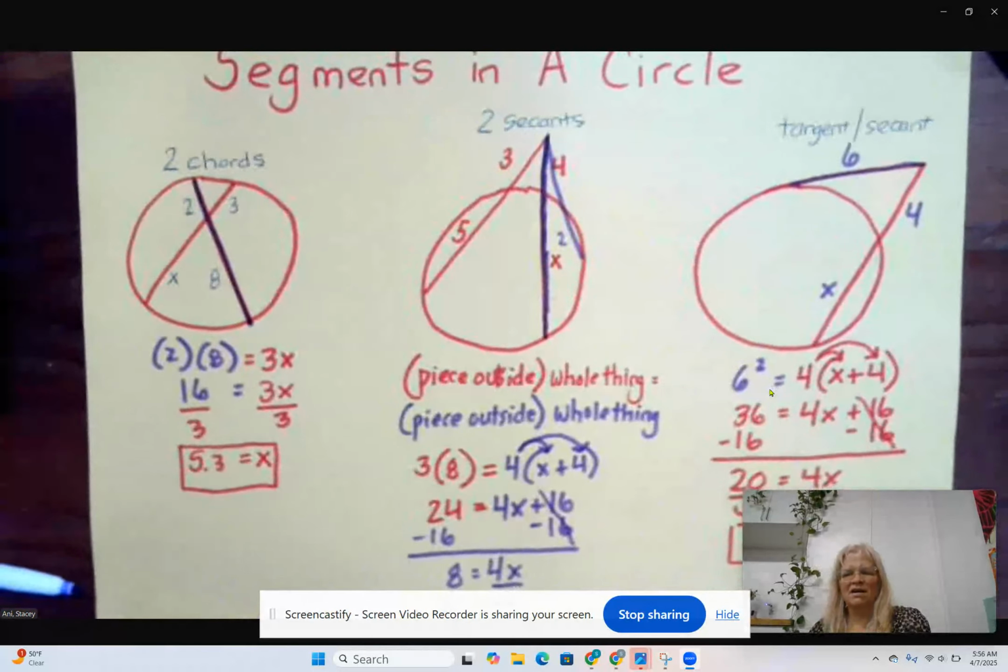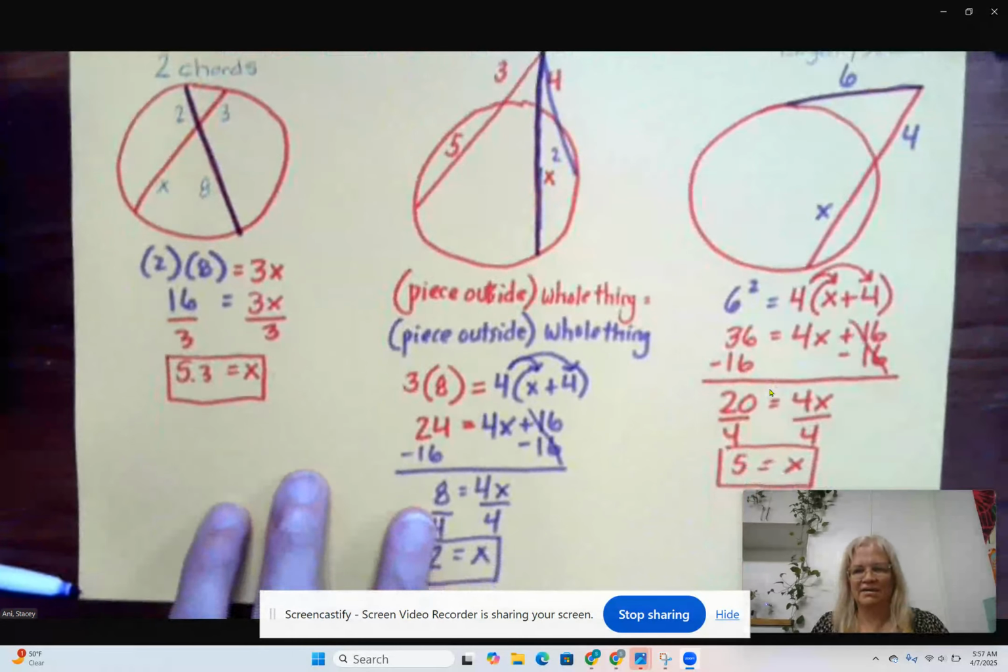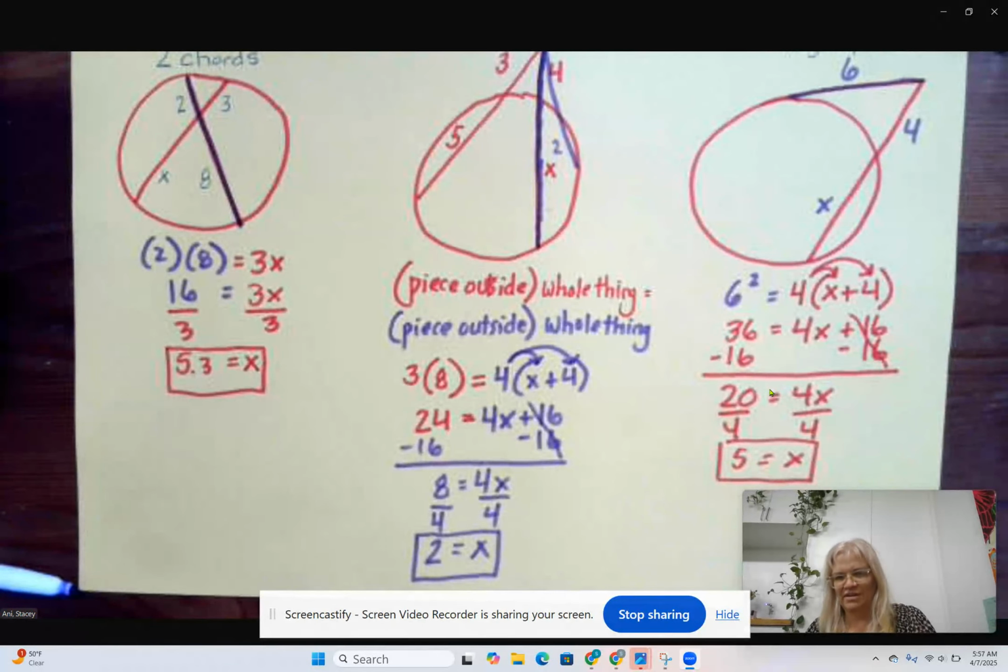Alright, so those are the, uh-oh, did that get cut off from you guys? Those are the 3 different scenarios that we can have, okay?